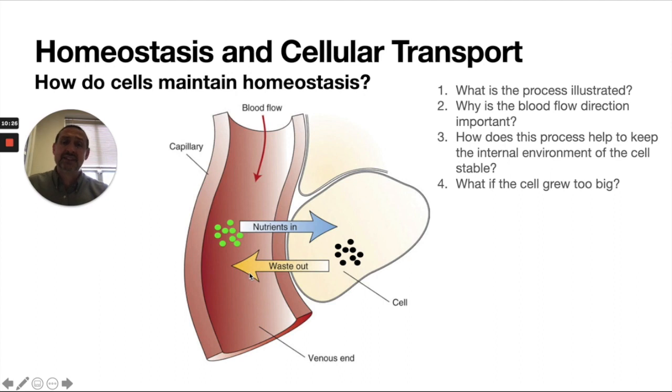This is why cell size is so important. If cells are too large, that process of diffusion takes too long, and those waste products can't get out, and those nutrients can't get into the parts of the cell that need them.